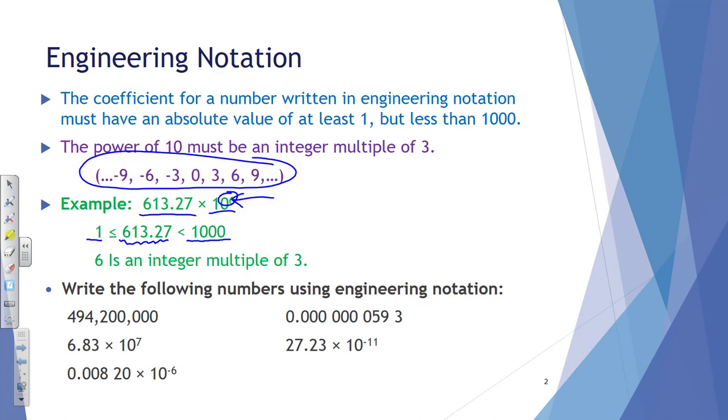You already know how to write 494,200,000 in scientific notation. That would be 4.942 times 10 to the 8th power. But even though that's scientific, that's not engineering, because our exponent of 8 is not a multiple of 3. So we need to change that a little bit.